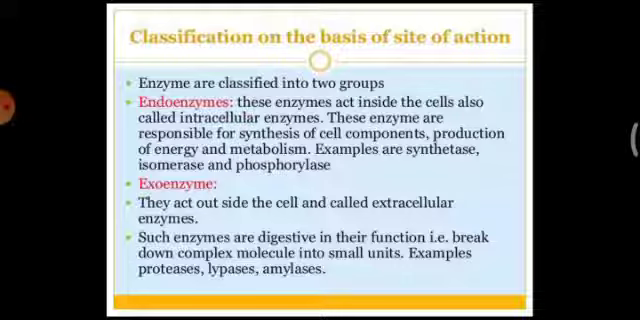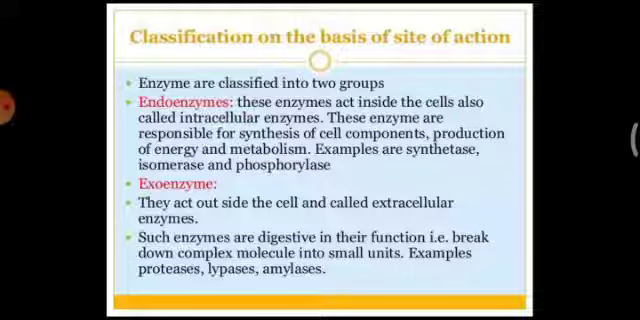So the enzymes which are produced and acting inside the cell are called endoenzymes or intracellular enzymes. Most of the metabolic pathways which take place inside the cell are performed by these endoenzymes. Maybe like glycolytic enzymes, Krebs cycle enzymes, they are all endoenzymes because their reaction takes place inside the cell.